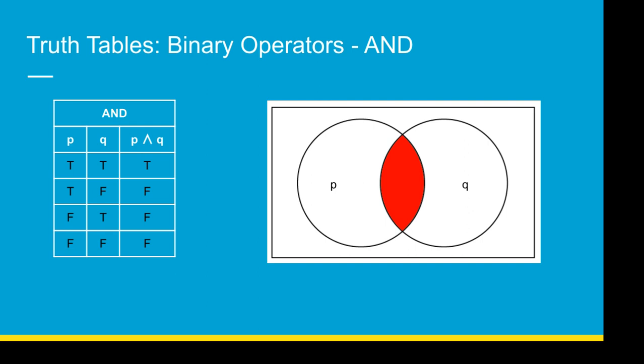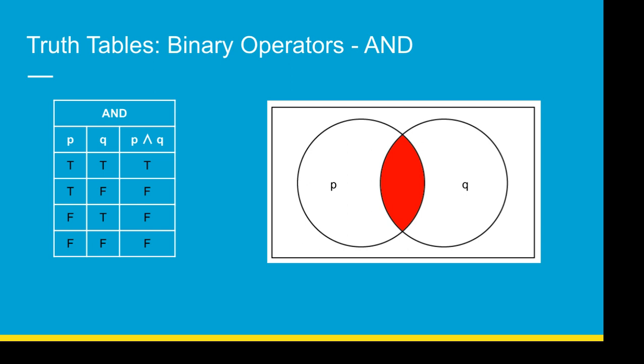So let's look at some of the binary operators. For each of these I'm going to show you a truth table, and then I'm going to show you what it looks like in a Venn diagram. So hopefully between the two it makes some sense. In the Venn diagrams, what is in the circle with the P in it is where P is true. So P is true inside of this circle, and Q is true inside of this circle. Outside of this circle, P is false, and outside of this circle, Q is false.